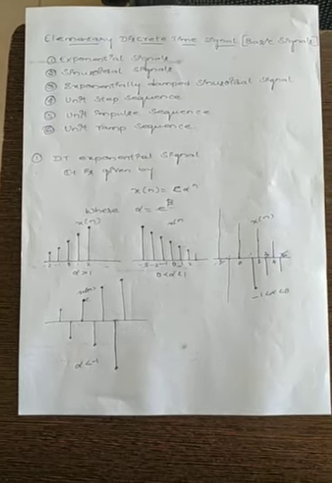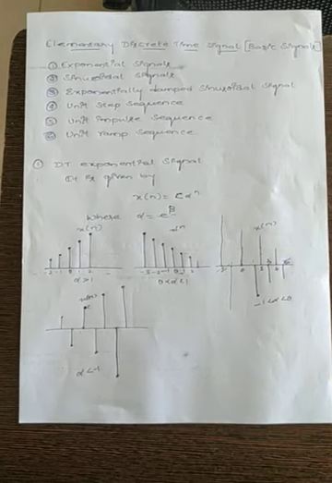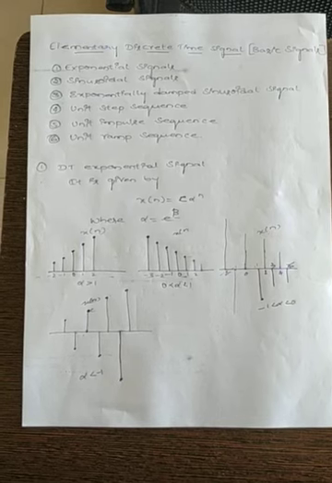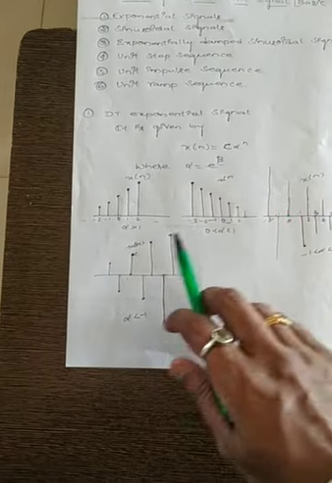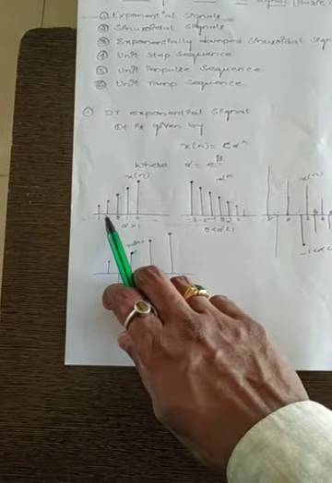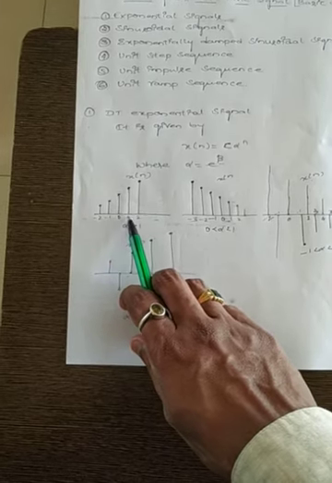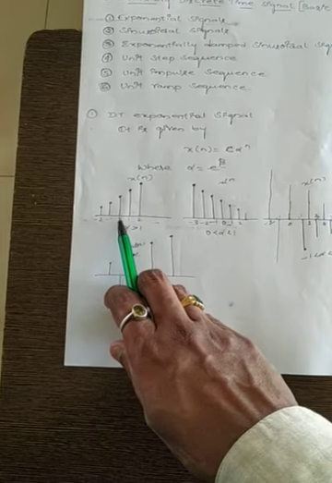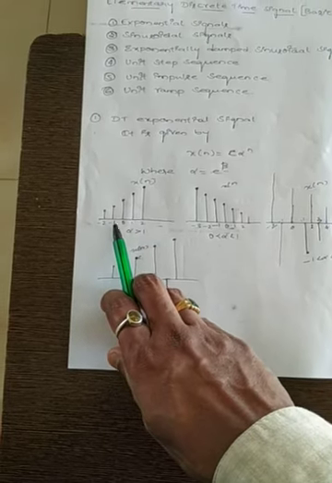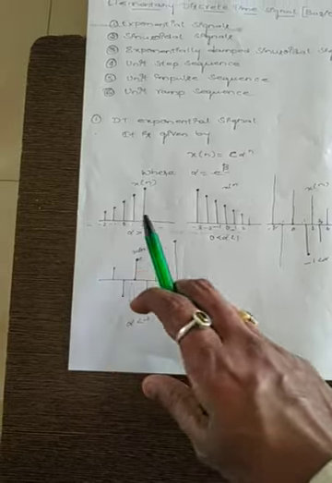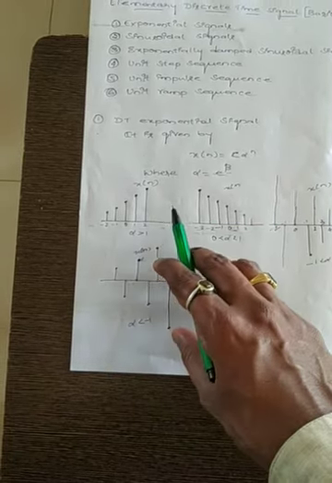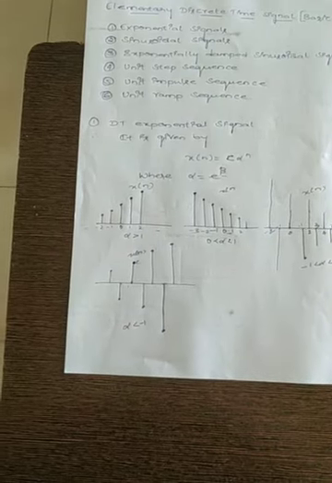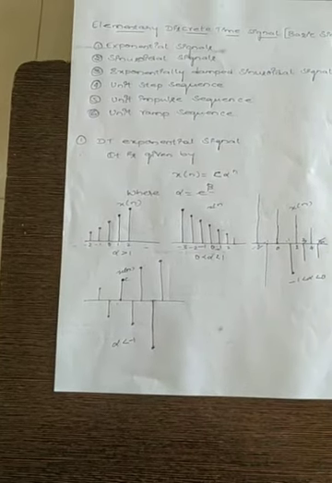That means in continuous time you can define signals at any instant of time, but in case of discrete time you cannot define the signal at a particular instant. You can see this: we cannot define the signal in between 1 and 2, or 0 and 1, or minus 1 and 0, and minus 2 and minus 1. That is the difference. But in case of a continuous time signal, you can define the signal at any instant of time. The best example is a sine wave.